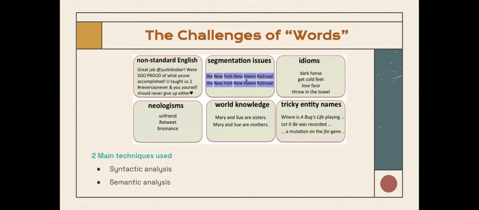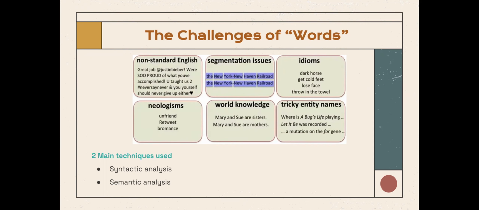And there are also idioms which would confuse a logic-based, rule-based system, like a dark horse or I get cold feet. They might take it literally, or it might mean something completely different based on the context that we give it. And other things like retweet, unfriend. A whole range of things come with words. And this is just for English, and we haven't even touched other languages in this topic.